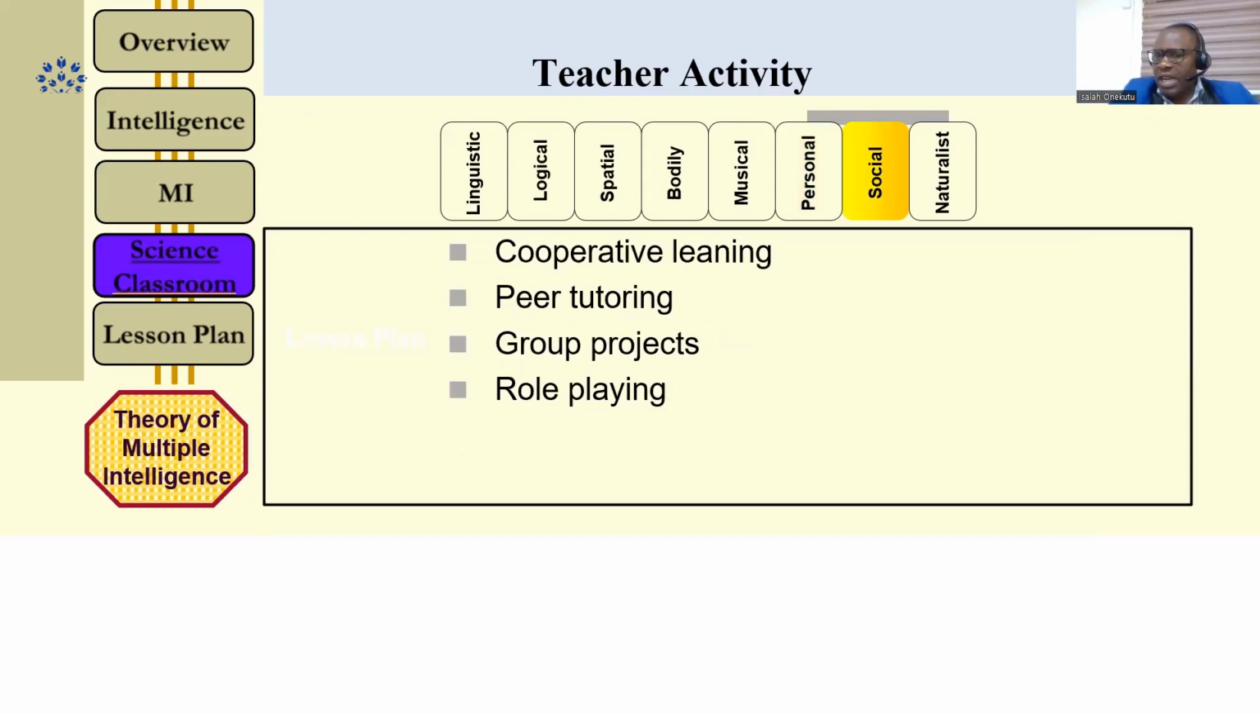Then we have the social learners. Of course, these are those that like talking so much. They like talking. And many times we see them as learners that are the noisemakers in our classrooms. Of course, they are not just noisemakers. All they want to do is to talk. They want to be part of your lesson. They want to participate in your lesson. They want to contribute to your lesson. So if you give them the room, then you can bring out the best in them.